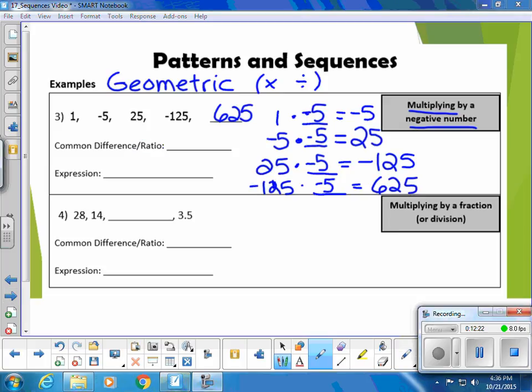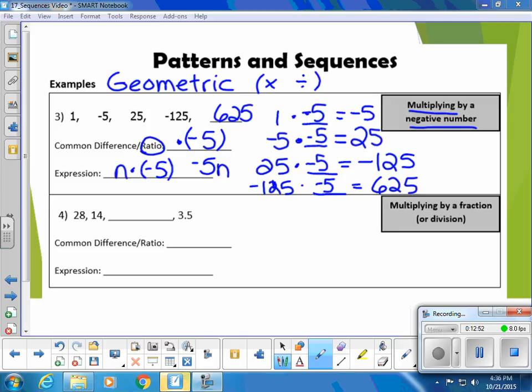Okay. This is not a difference because we're in geometrics. This is a ratio. So we're asking, what are we multiplying by? We're multiplying by a negative 5. So there's a couple ways we can write our expression. We can write it as n times negative 5, but you're not really going to see that anywhere. You're going to see it in 7th grade written as a negative 5 times n. And remember, if we have a number and a letter right next to each other, that means multiplication.